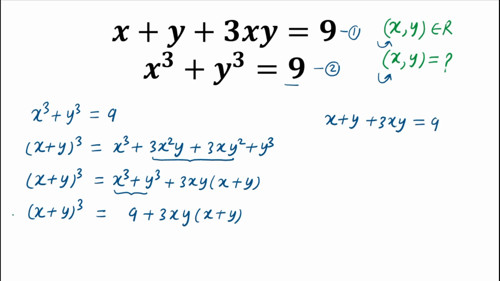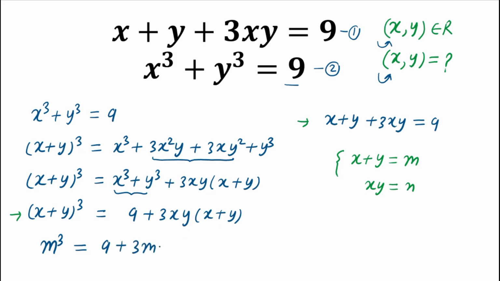Now look carefully at this equation and this equation. Here we will apply substitution. If we substitute x plus y equals m, and x times y equals n, then this equation is m cube equals 9 plus 3, x plus y is m, x times y is n, and the other equation is m plus 3, with xy replaced by n, equals 9. Here we have two equations.